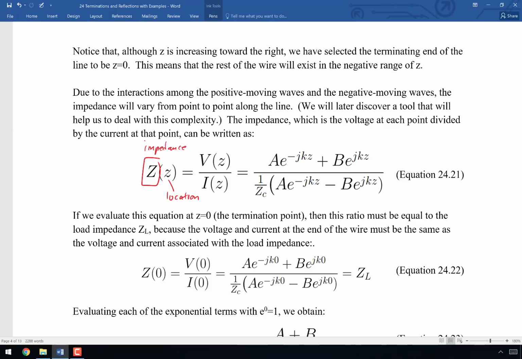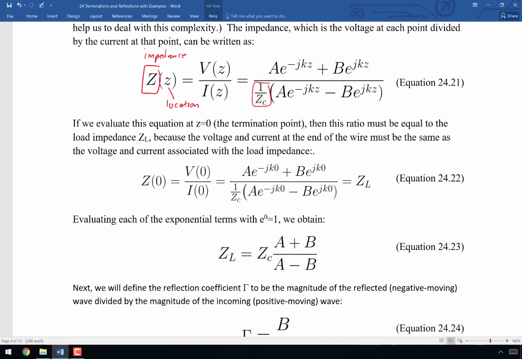So here all I did was take V of Z from the previous page and I of Z from the previous page. Remember, 3 of the 4 are positive, the 4th one is negative. Don't forget this 1 over Z sub C. That 1 over Z sub C is in the denominator, so it will become a Z sub C in the numerator, but for right now I'm going to leave it as 1 over Z sub C in the denominator. And so what we want to do is calculate what is the impedance at the load. So I'm going to set Z equal to 0 in each of these 4 terms.